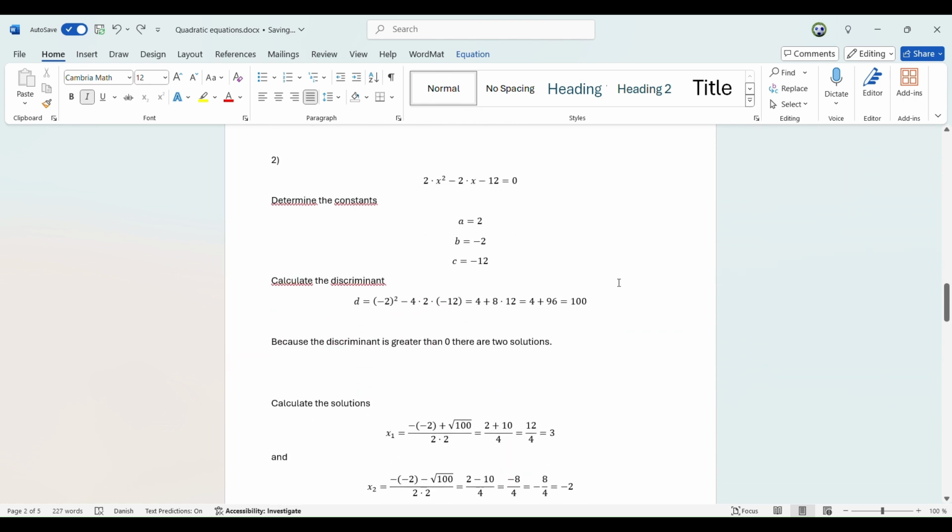Now we have another example. This time the coefficients are to be seen. They're not invisible like up here.